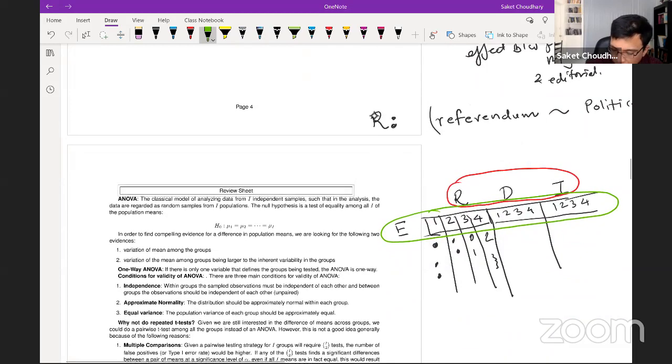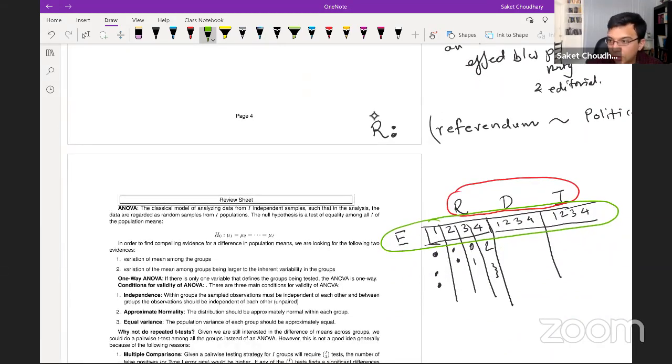Because in the first case, we only had three groups. So the degrees of freedom are 3 minus 1. In the second, there are four groups. So these are the four groups. Hence, you have 4 minus 1. This is 3 minus 1. That's the degrees of freedom column.